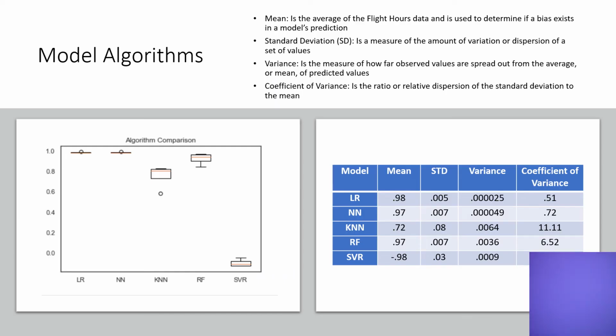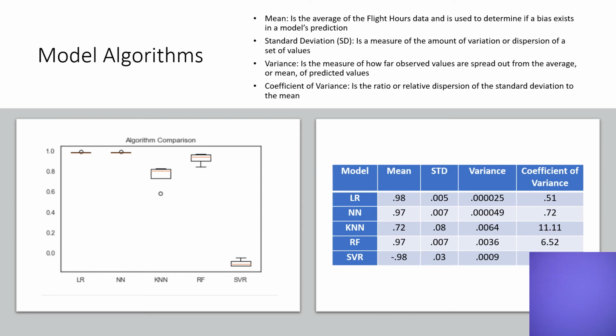Each one of the models listed in the previous slide were compared, but their model algorithms are what's compared in this slide. And those are compared on the following metrics of the mean, standard deviation, variance, and coefficient of variance. The mean, which is the average of the flight hour data and is used to determine if a bias exists in the model's predictions.